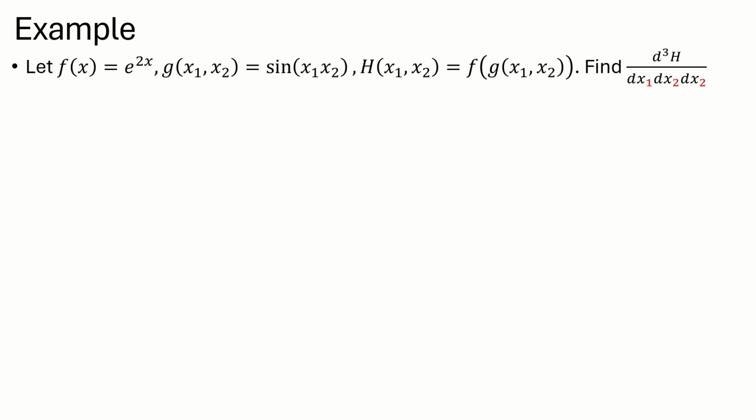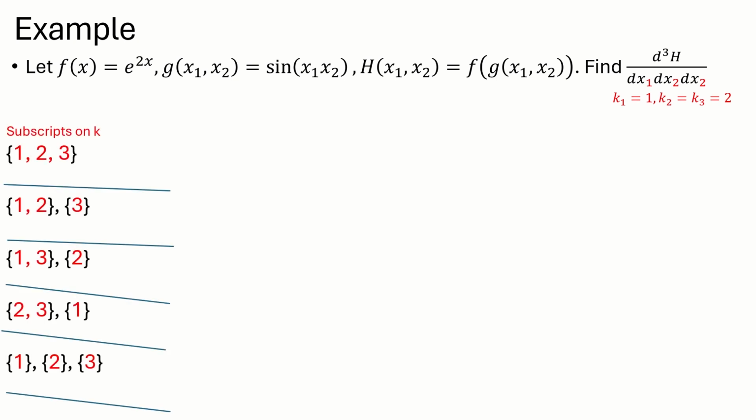If f of x equals e to the 2x, and g of x1, x2 equals sine of x1 times x2, and h of x1, x2 is the composition of f with g, then let's find the derivative of h with respect to x1, x2, and then x2 again. Notice that in this case, m is 3. That's how many differentiations we're doing. And n is 2. That's how many variables we have. And our indexes k1, k2, and k3 are 1, 2, and 2 respectively.